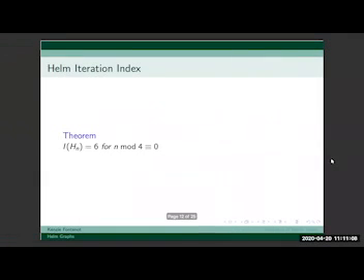For time's sake, we're only going to focus on our proofs and outlining them for one of these congruency classes, but all the other proofs follow really similar constructions. So the congruency class we're going to focus on is n mod 4 congruent to 0, where the iteration index is 6.